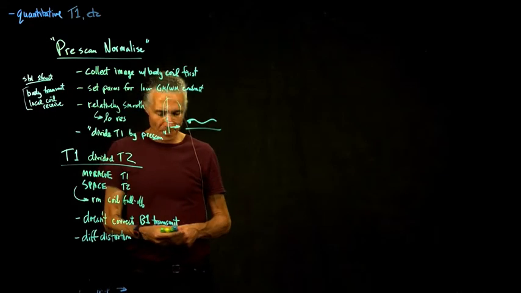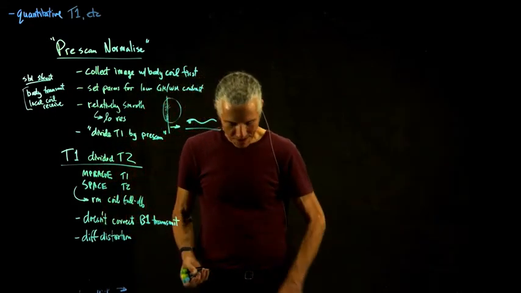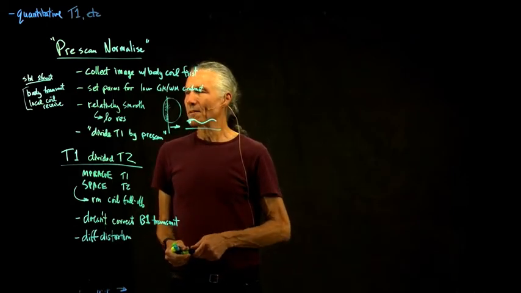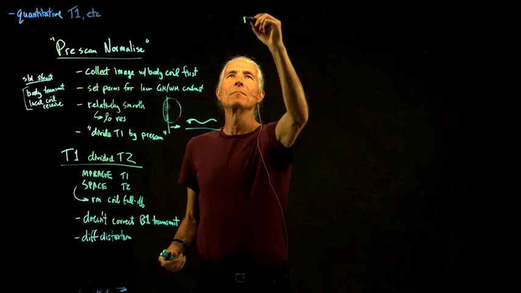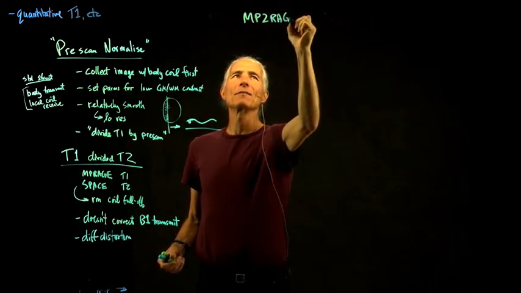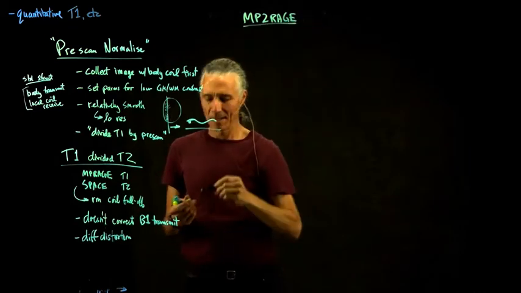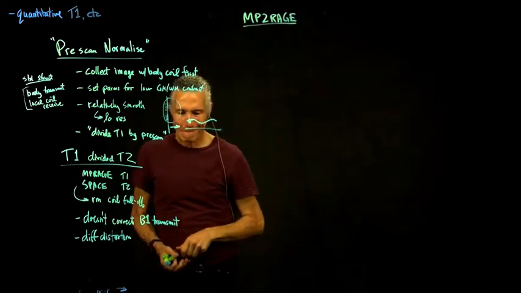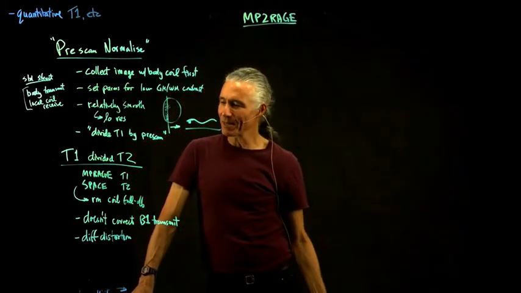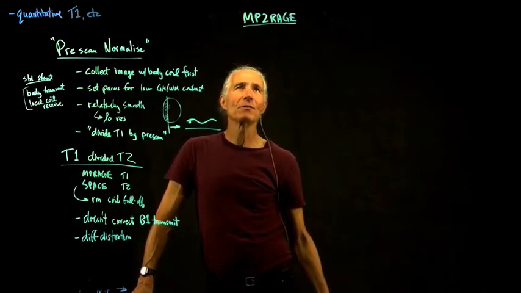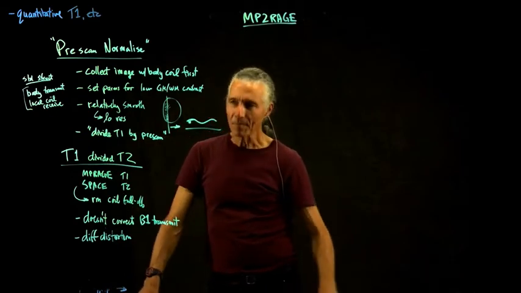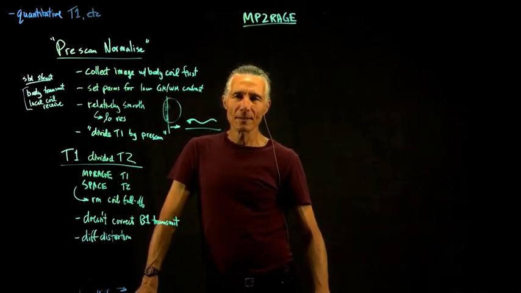Now, what's yet another one? So yet another one is MP2 rage. And so we have this one on the scanner also. You can try this one. You got a 2 in there, so you must be collecting some additional data. So what you do here is you collect data at 2 different inversion times.